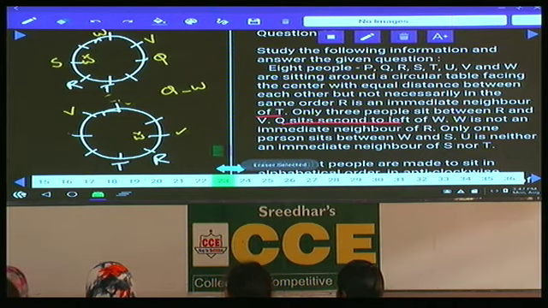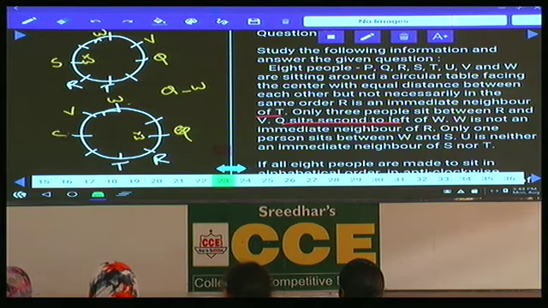As W cannot be here, tell me what is the next possibility we have? W must be at this place. If W is here, then Q is here. Q sits second to the left of W, and there is only one person between W and S. S will be here. Are you getting my point or not?